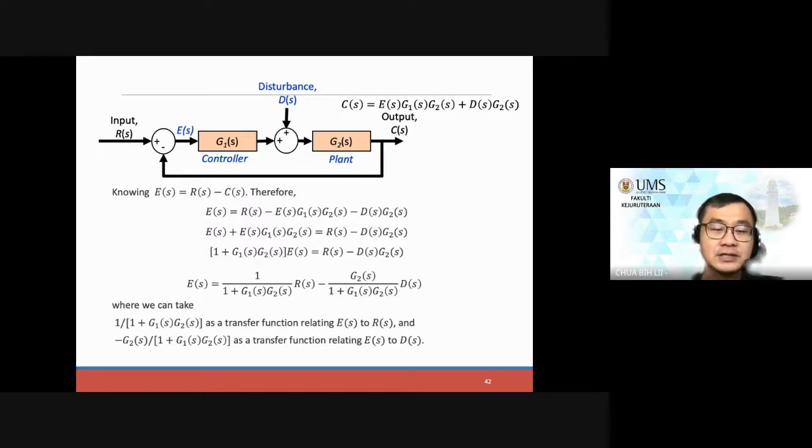So here you can see that after we rearrange the equation, we can get the error transfer function, or error signal, given by this, basically. Again, it mainly depends on the so-called input as well as the disturbance. As simple as that.